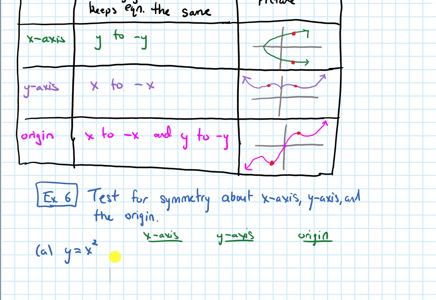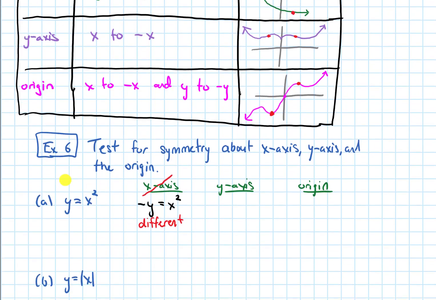Okay, so for the x-axis, our test is we change the y coordinate to negative y. So that'll give me the equation negative y equals x squared. And then we ask ourselves, well, is that the same as the equation that I started with? And no, it's different because one of the sides has a negative sign. So this is different than what I started with. So my graph is not going to be symmetric about the x-axis.